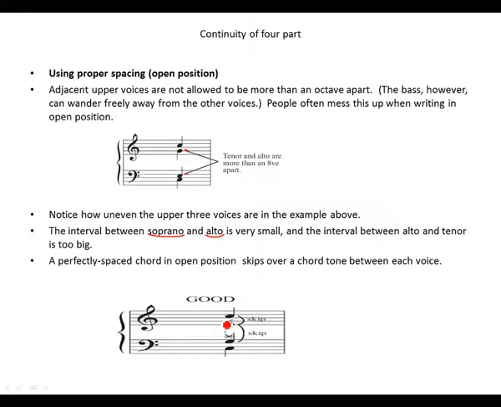So it's 1, 2, 3, 4, 5, 6. That's a sixth apart. 1, 2, 3, 4, 5, a fifth apart. So this is good. This is what we need to do. But this is not good. This is not how we need to do it, but this one is good.